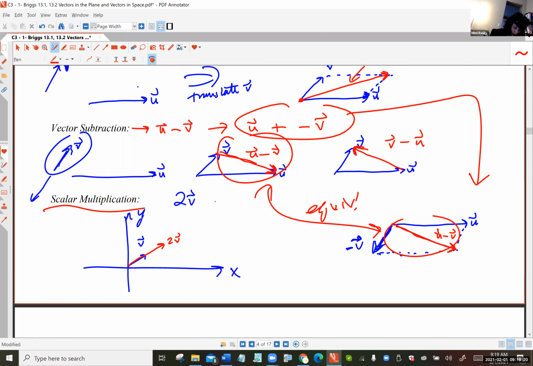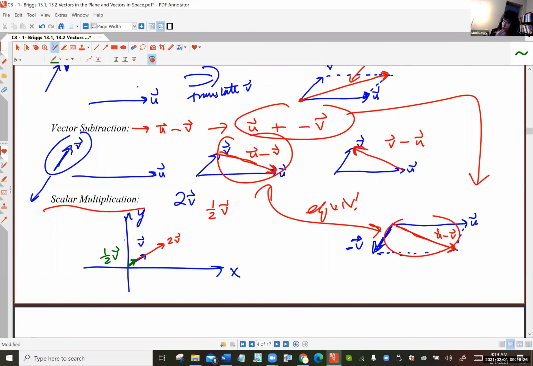What if somebody said, well, I want 1/2 V instead? No problem. It's going to shrink V, so it'd be the vector pointing in the same direction as V, but half as long. So that green vector I have there would simply be 1/2 V.